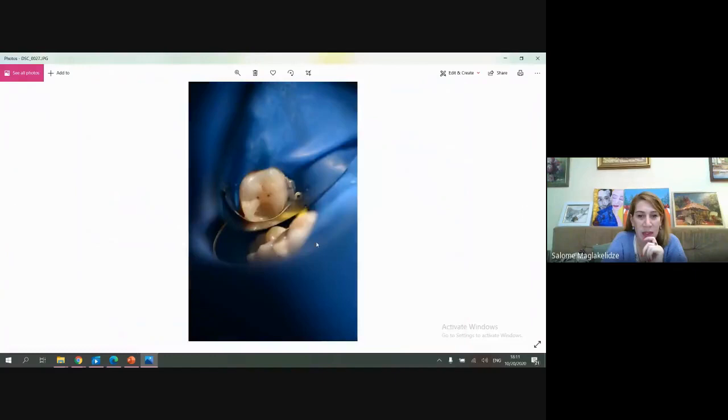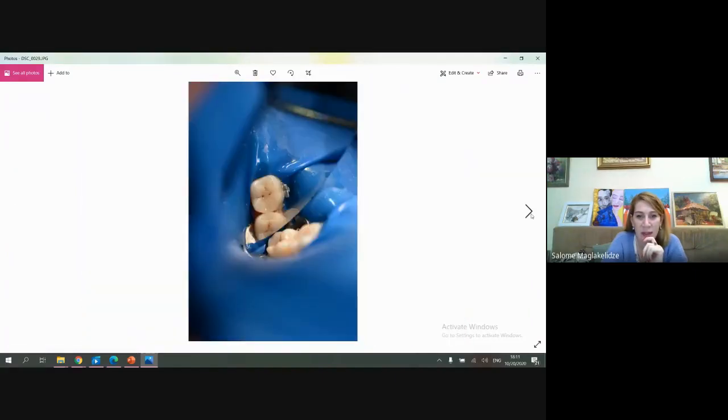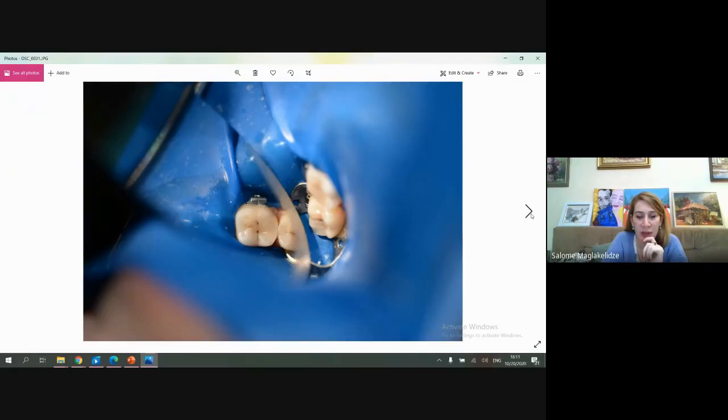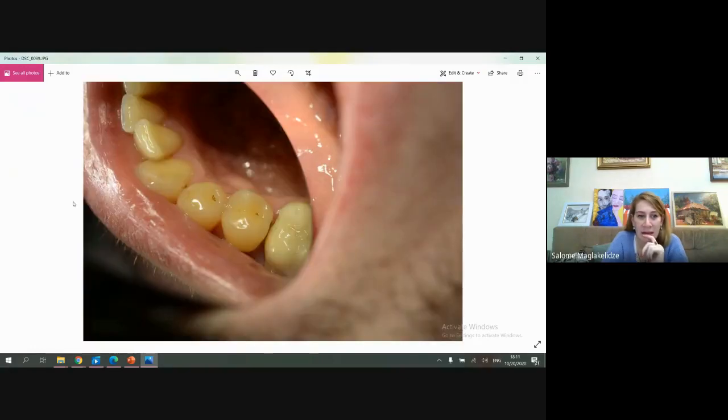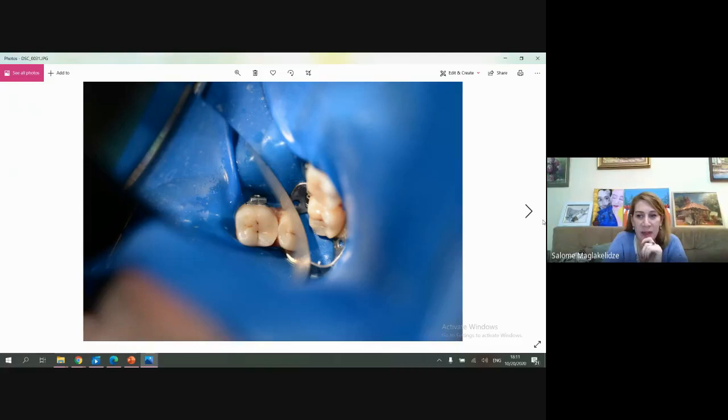Yeah, this was the wall build, and then it was done with the composite material. Yes, so this is the end in this case.